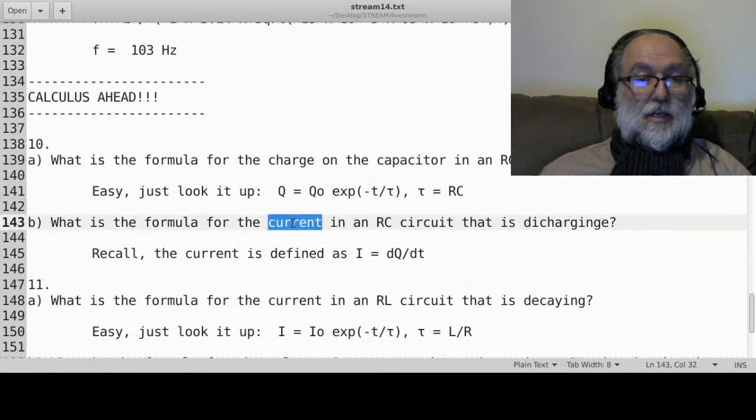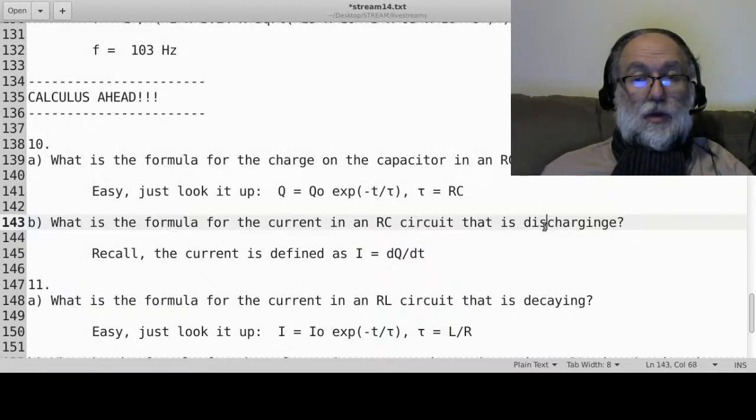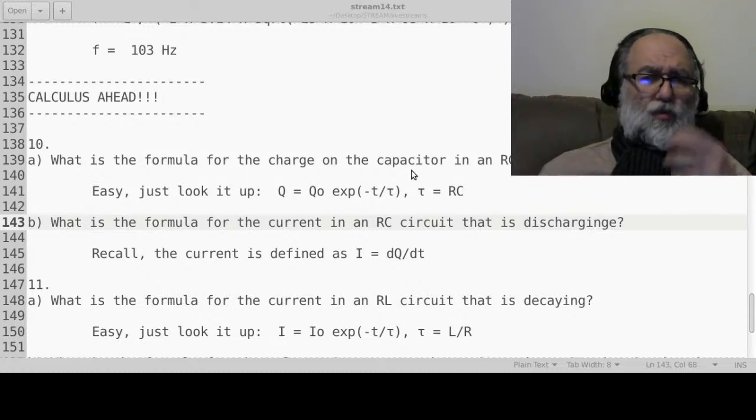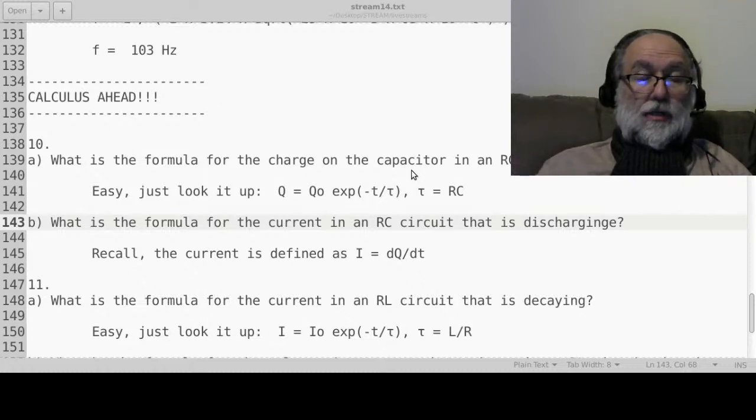Now, what if I asked you this? What is the formula for the current in an RC circuit when it is discharging? And now you go, whoa, I didn't give you that formula. Not directly, I didn't. You're right. You're not going to find that directly, but it's not that hard to get, because what's the relationship between the current in these circuits and the charge on the capacitor?